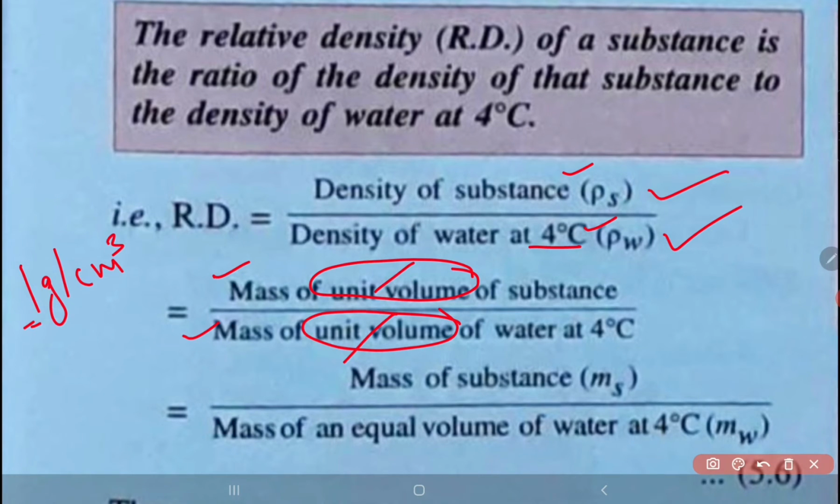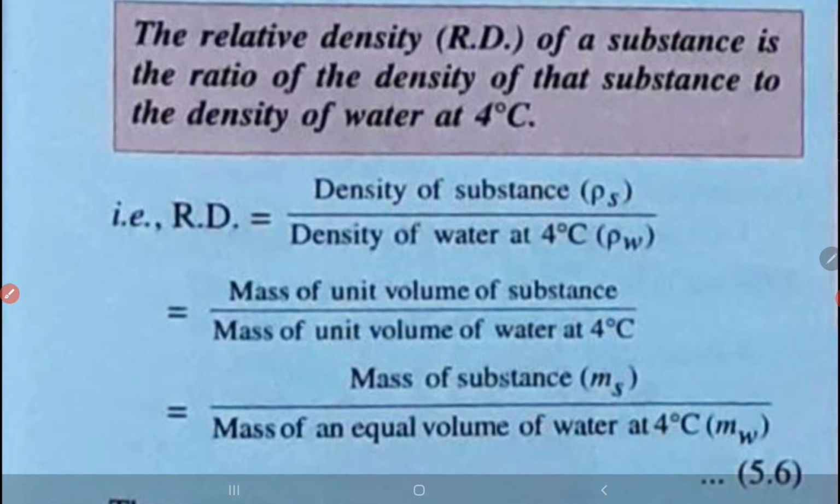Now the new expression will be mass of the substance ms upon the mass of an equal volume of water at 4 degrees Celsius. They can only be cancelled if they are equal. In this case I am cancelling because they are unit and unit, but they might not be unit, right? They can be any volume if I just consider the density of the substance and the density of water. Now to cancel that volume, the volume of the substance and the volume of the water should be the same. Therefore they have written mass of an equal volume of water at 4 degrees Celsius. So my formula has become ms upon mw.